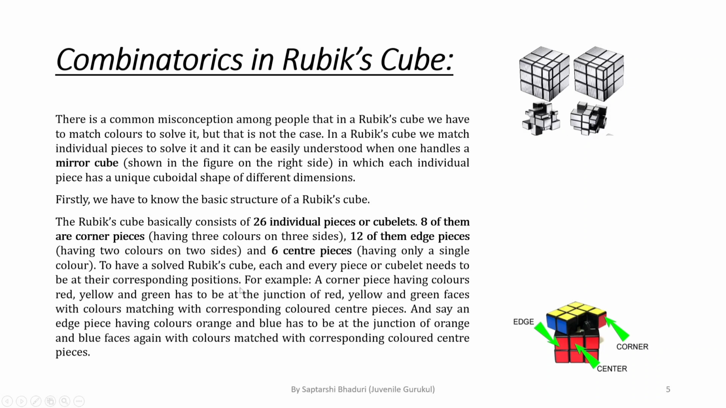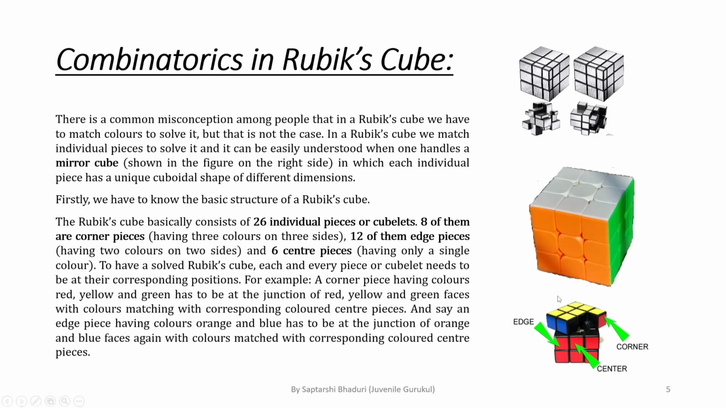To have a solved Rubik's cube, each and every piece or cubelet needs to be at the corresponding positions. For example, a corner piece having colors red, yellow, and green has to be at the junction of red, yellow, and green faces with colors matching with corresponding colored center pieces.